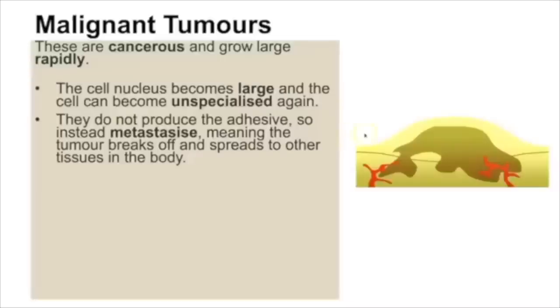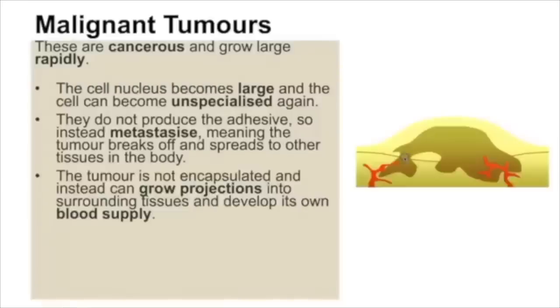And what that means is cells of the tumour can break off, spread through the blood, and therefore lodge in other tissues in the body, and then you get secondary tumours in other organs. The other thing that we can see here is because it's not encapsulated, yes, it also links the idea of metastasis, but also it can grow projections and reach the blood supply.